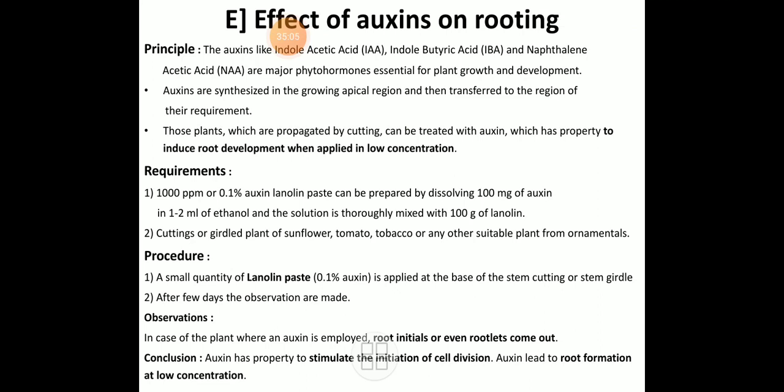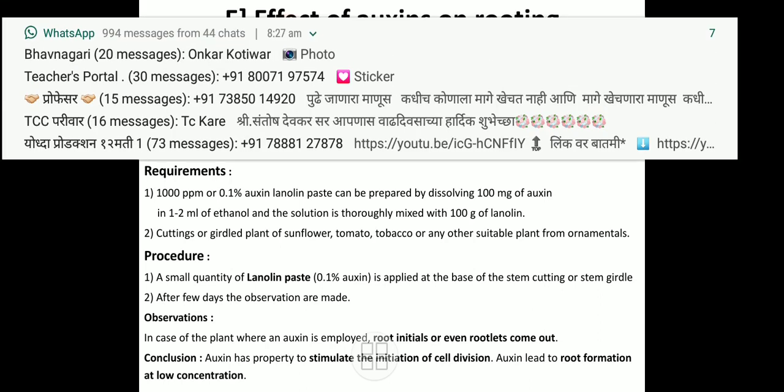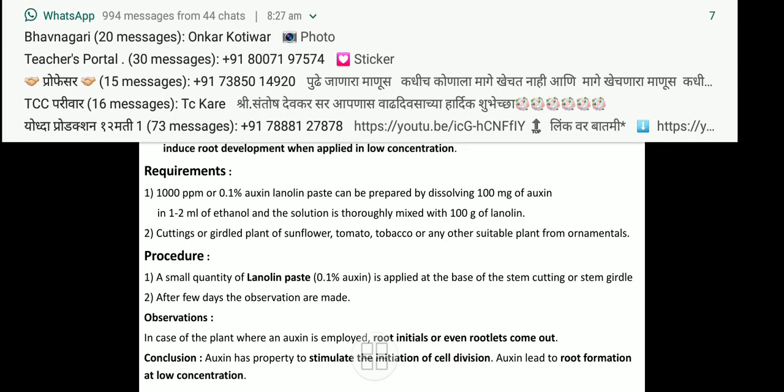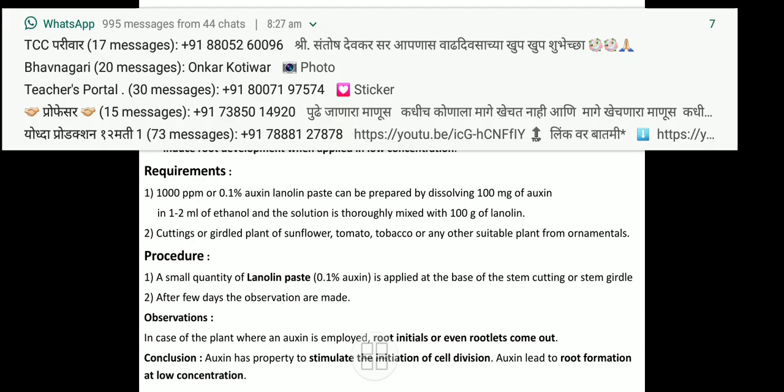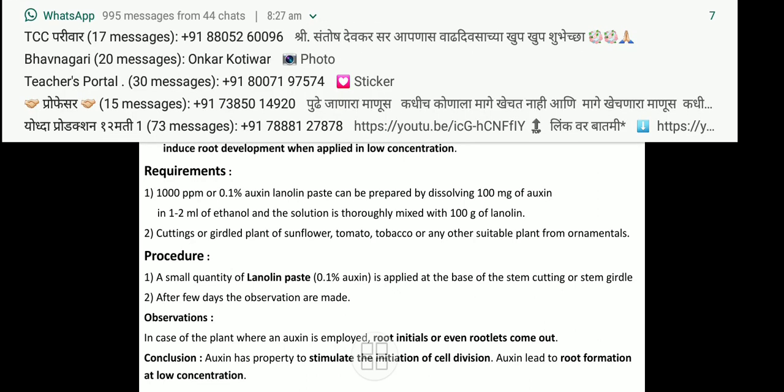Procedure: a small quantity of lanolin paste with 0.1% auxin is applied at the base of the stem cutting or stem girdle. After a few days, observations are made. In the case of the plant where the auxin is employed, roots initiate or even rootlets come out. Conclusion: auxin has a property to stimulate the initiation of cell division. Auxin led to root formation at low concentration.